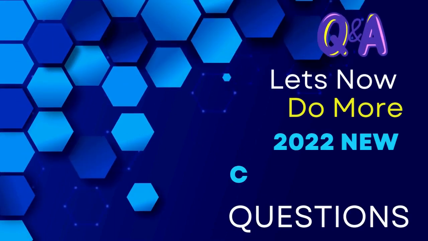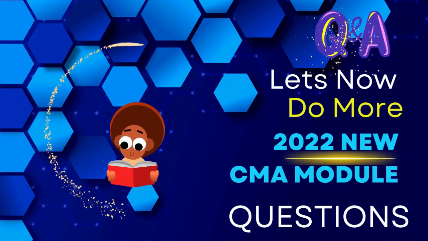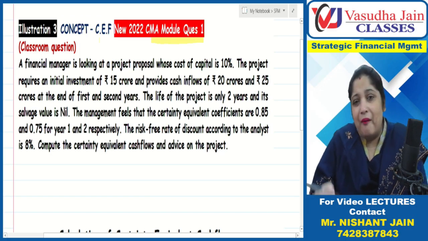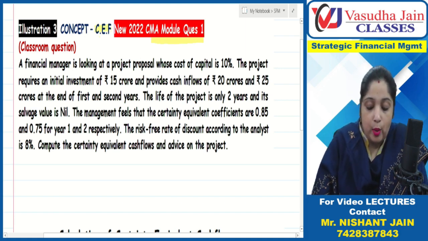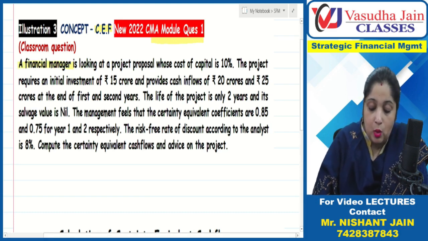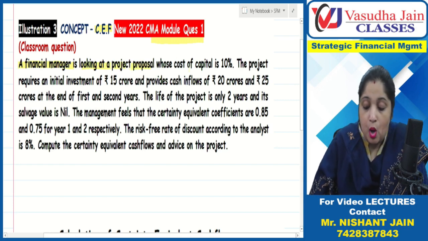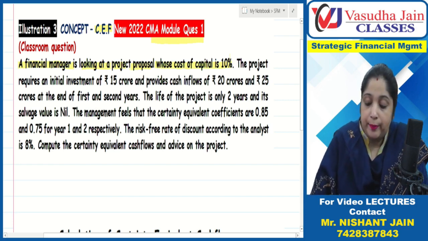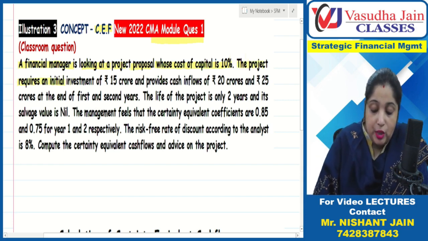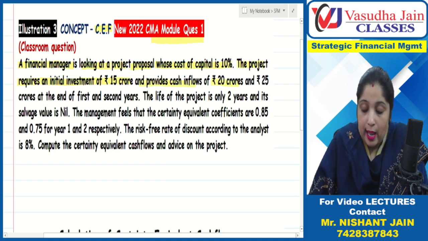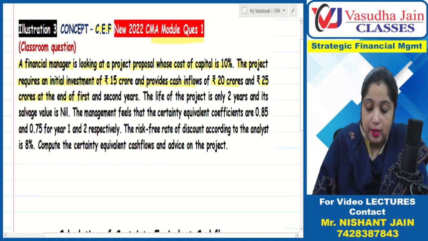Now please observe another question. This question is in your CMA module as question number 1, and again a very simple concept of the certainty equivalent approach. So let us read this question. A financial manager is looking at a project proposal whose cost of capital is 10%. So 10% will be our discounting rate. Now the project requires an initial investment of 15 crore and provides cash inflow of 20 crore and 25 crores at the end of first and second year.